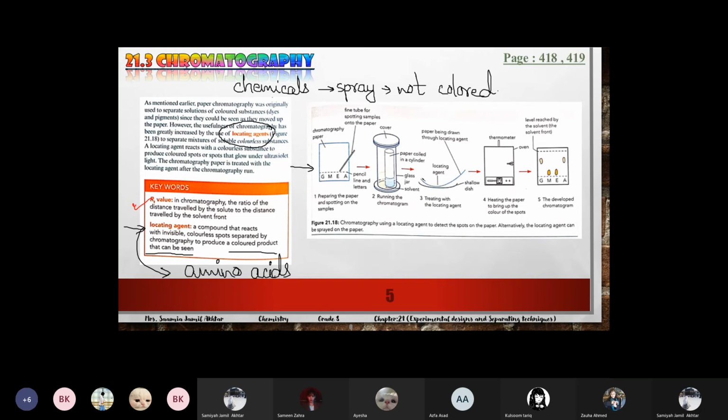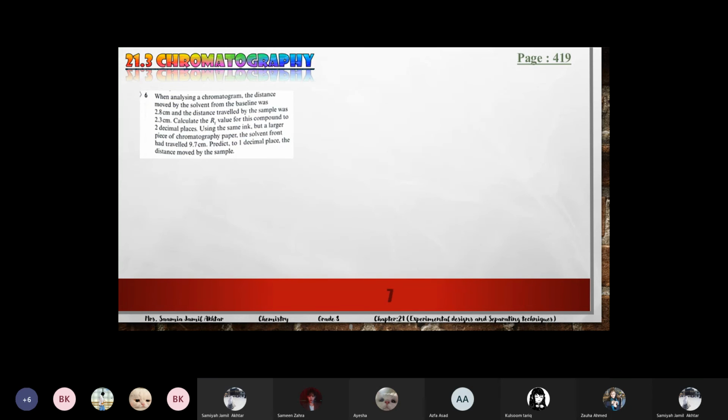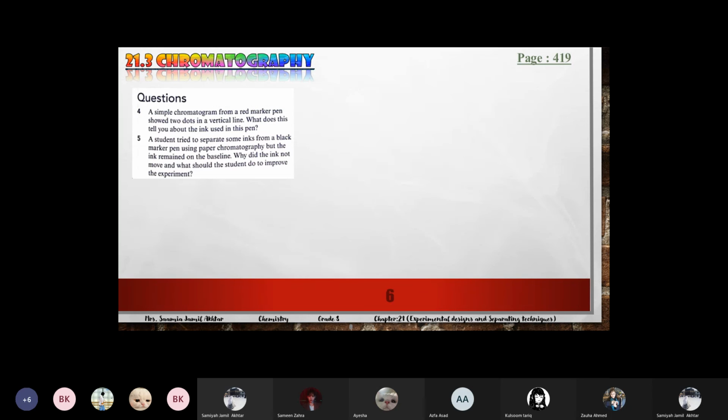So this is the end of chromatography. Then we have question answers, the ones in the middle of the chapter, and for these questions I told you there is no need to do them in the copy. We have 3 questions: Question 4, 5, and 6. We'll discuss them in the next class. And after that, end of chapter questions.